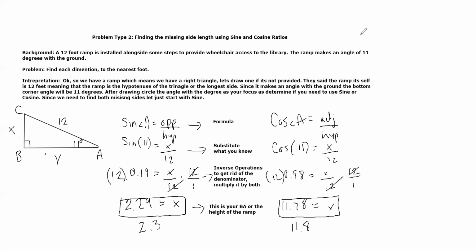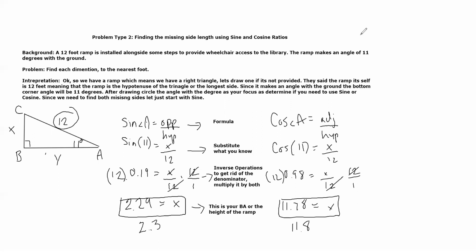I happen to know the hypotenuse, which is the actual ramp, but they want to know the legs of that triangle. Okay, interpretation. So we have a ramp, which means we have a right triangle. Let's draw one if it's not provided. If they ever don't provide a triangle, I would strongly recommend you draw one to the best of your ability. They said that the ramp itself is 12 feet, meaning that the ramp is the hypotenuse, which is why I put 12 right here. It's the longest side.